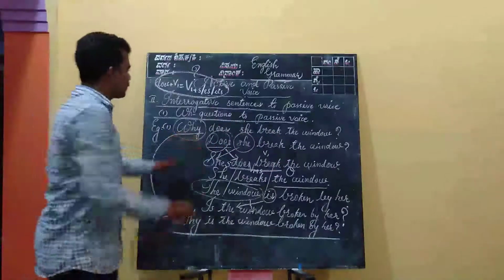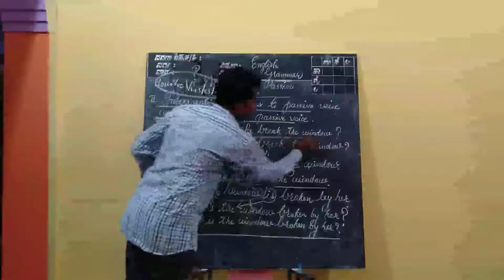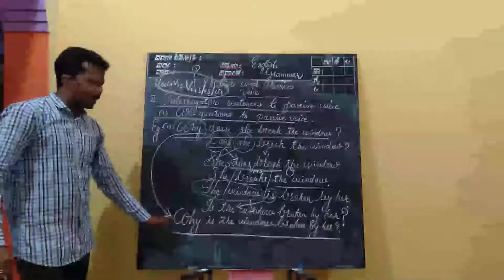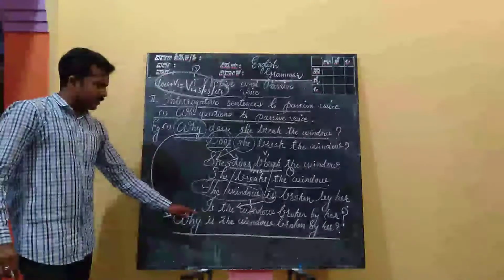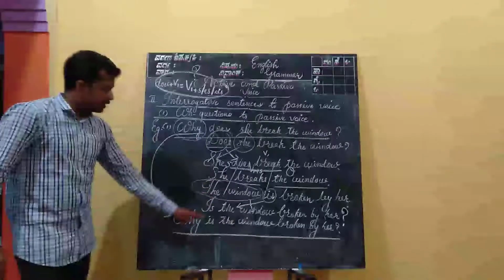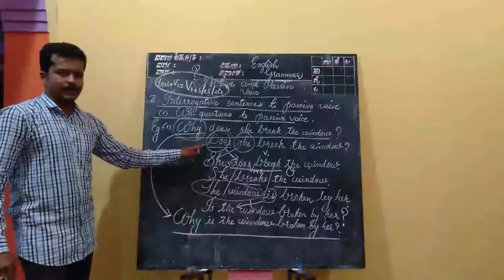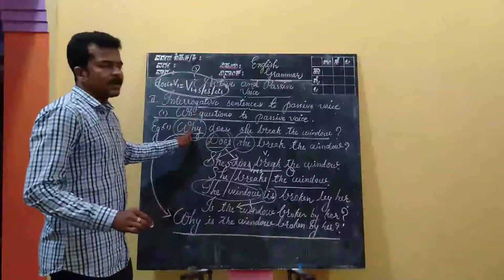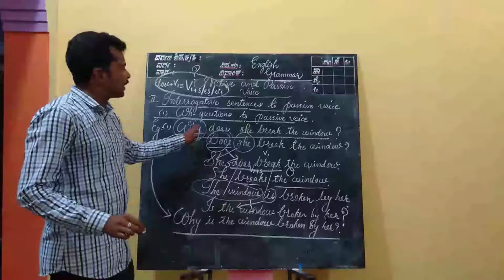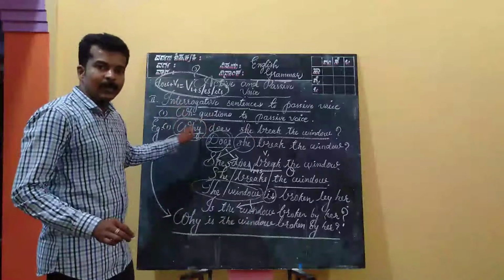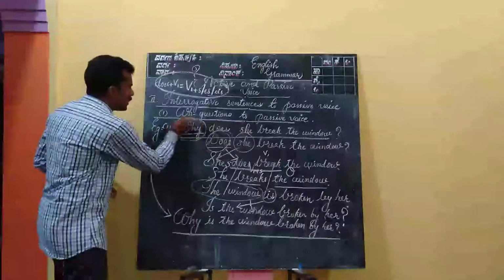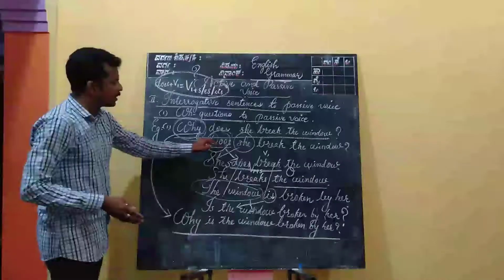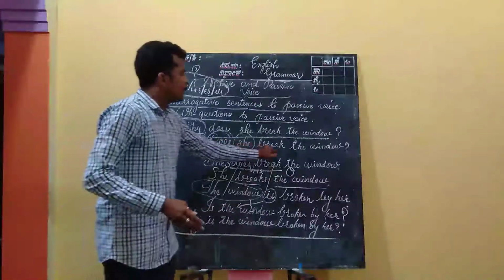The active form is: why does she break the window? And this sentence I change to passive voice. How can I? Why is the window broken by her? This is the passive form. And the first step, I repeat, listen very carefully. Since this sentence starts with a WH word, we can easily understand that it's a WH question. So keep this WH word aside for the time being, and write the remaining parts. It becomes: does she break the window?